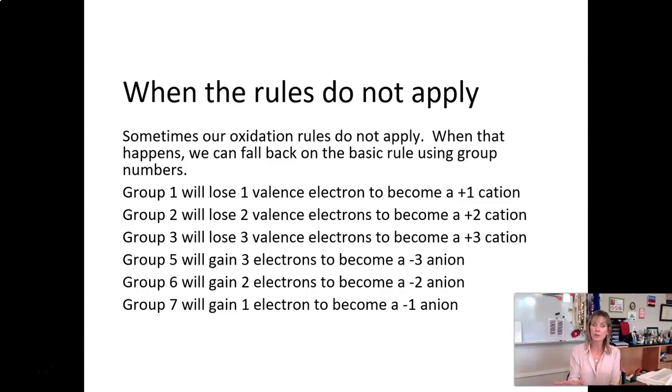When the rules don't apply, if there's no rule that applies, we go with this basic rule set. Group 1 has a +1, group 2 has a +2, group 3 has a +3, group 5 will have a -3 oxidation number because it gains 3 electrons. Group 6 has a -2 oxidation number, and group 7, the halogens, has a -1 oxidation number because it gains 1 electron.